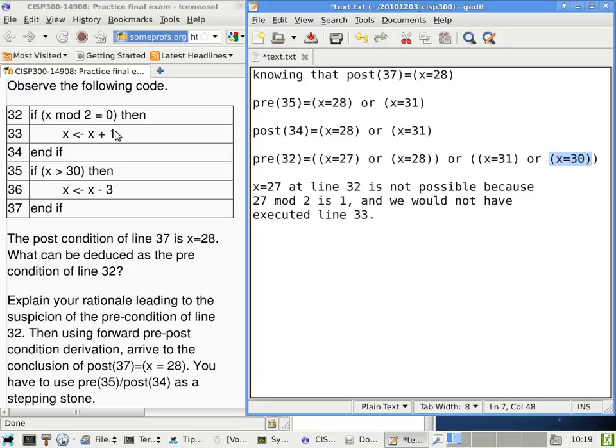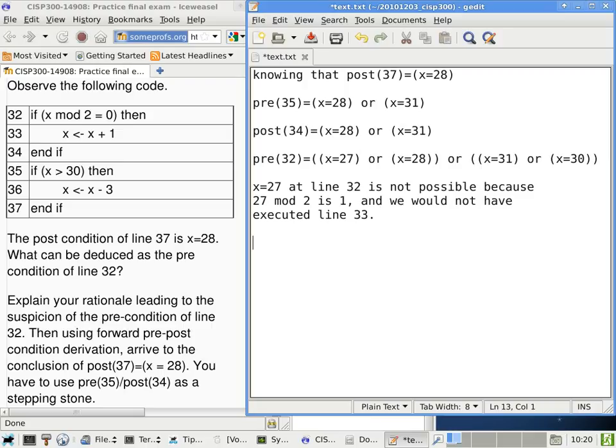It can, because if x is 30 at line 32, then the condition would be true, and we would have added 1 to it. Okay, can x be 31? Yes, it can, because 31 mod 2 is 1, which means the condition would have been false, and we would have skipped the x equals x plus 1, and then we move on to the next line. So now we have just eliminated one possibility. All the other 3 are possible.